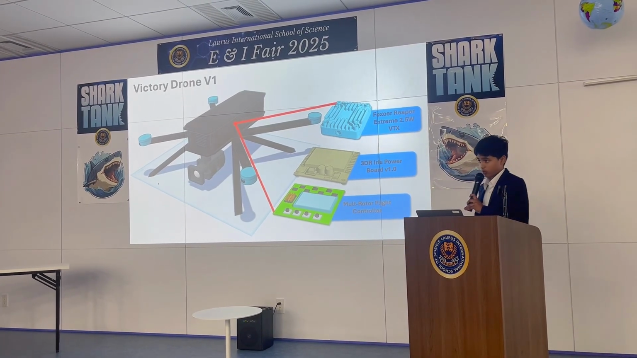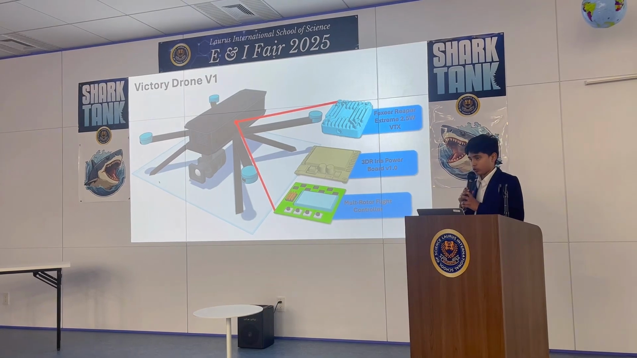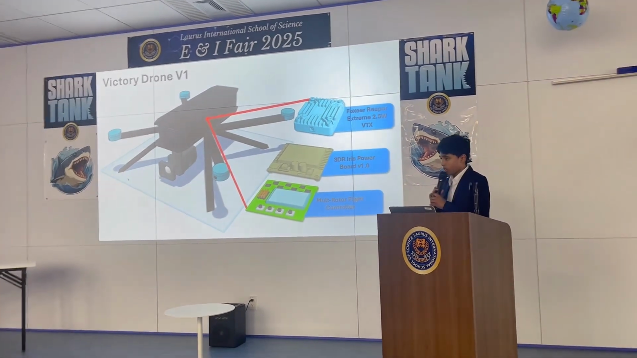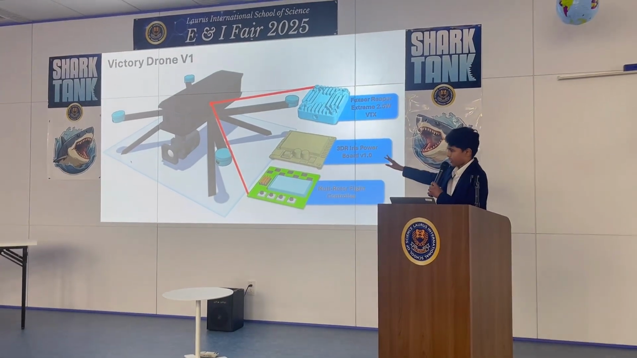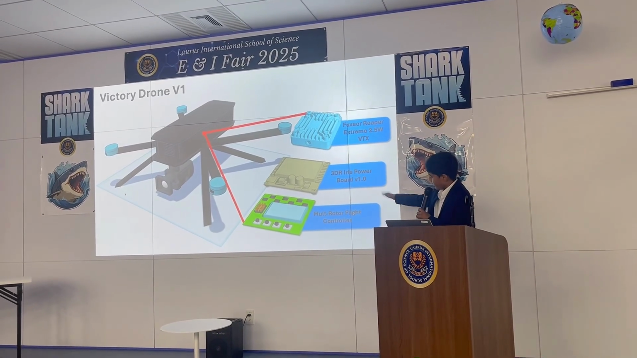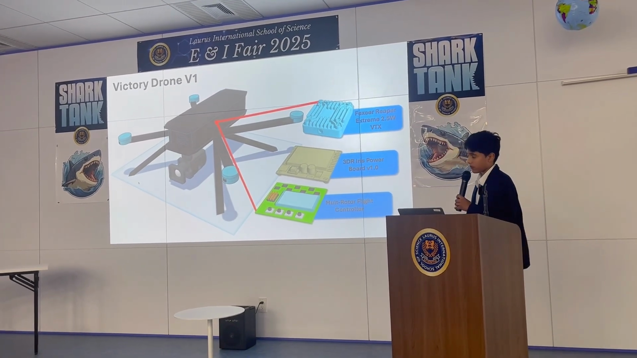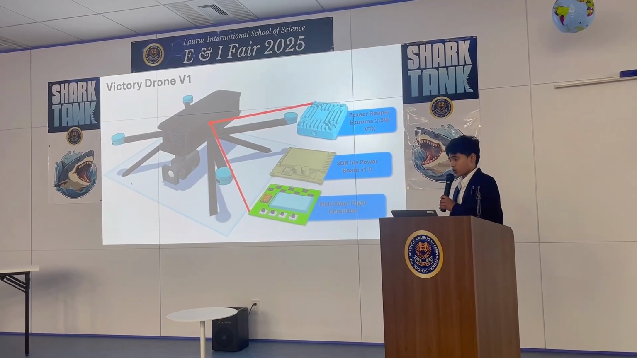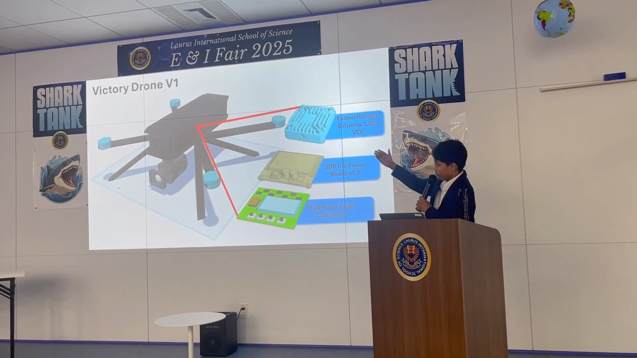Next is the power board. The power board powers the drone. In my estimate, I think this power board actually lasts for 1.5 days. And next is the multi-rotor flight controller. The multi-rotor flight controller basically controls all the propellers.